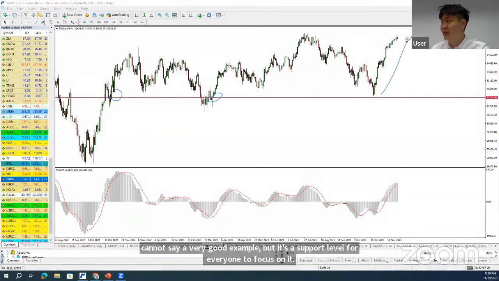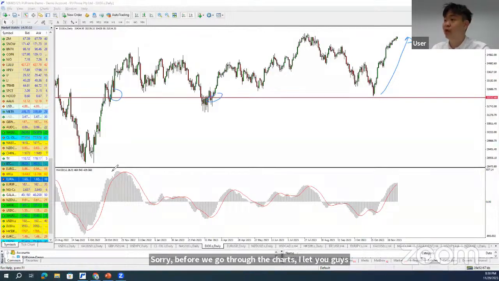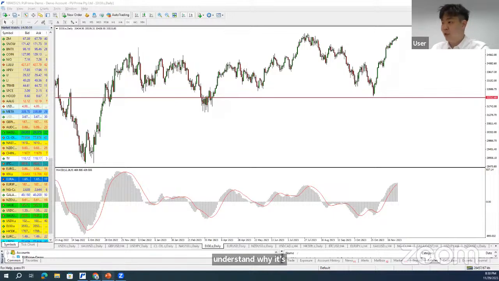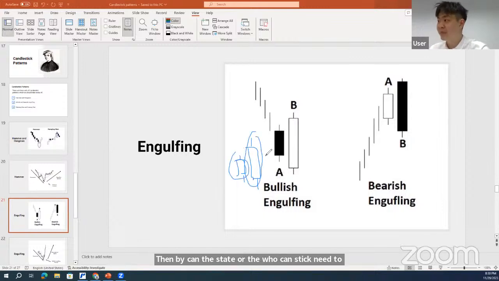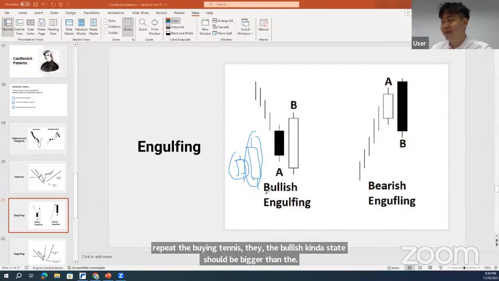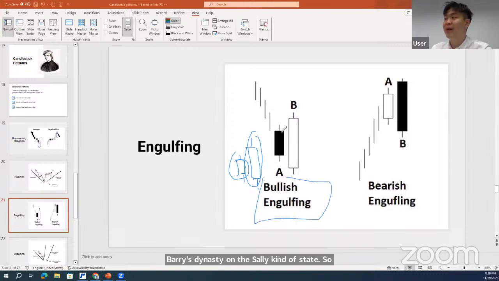Sorry, before we go through the charts, let me help you understand what bearish engulfing and bullish engulfing are first. Bullish engulfing is very simple. There are two candlesticks, but you need to notice that the buy candlestick, the bull candlestick, needs to be bigger than the sell candlestick. I repeat, the buying candlestick, the bullish candlestick, should be bigger than the bearish candlestick or the selling candlestick. So when it forms, it's what we call the bullish engulfing. It might experience a trend reversal. You can combine it with technical resistance and support levels.